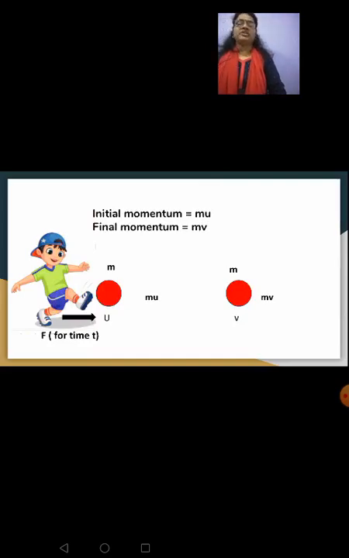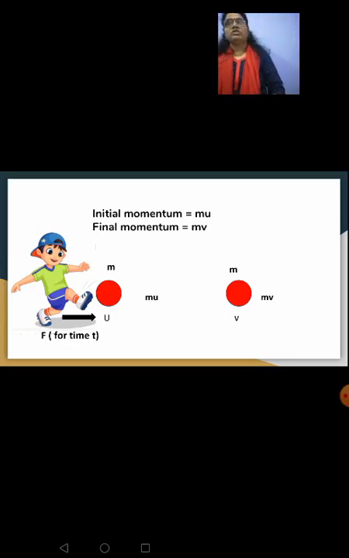Please pay attention carefully. Consider an object which is at rest and has a mass m. When the object is at rest, it has zero velocity. The initial velocity here is represented by the letter u, so u is equal to 0. Therefore, the momentum of the object at rest will be mu, because momentum is the product of mass and velocity. Therefore, the initial momentum of the object is equal to mu.